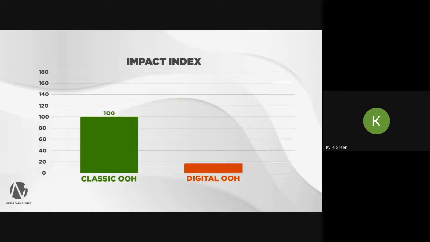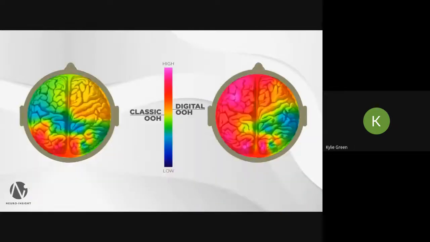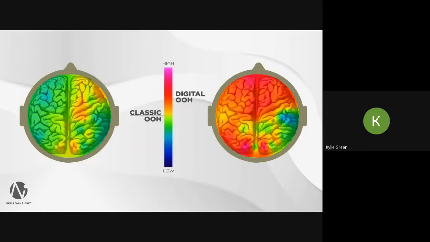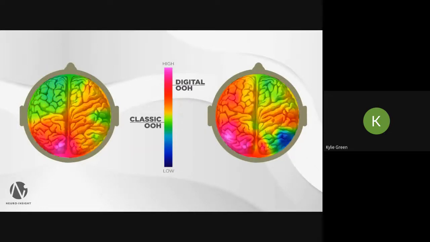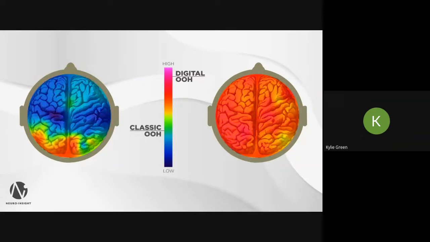A digital ad triggers a 63% higher level of impact. Looking at the brain specifically, the impact of a digital sign is even more visible. Digital drives a higher impact on memory and emotion. The data shows that outdoor advertising's power and effectiveness can be quantified and used to plan campaigns.